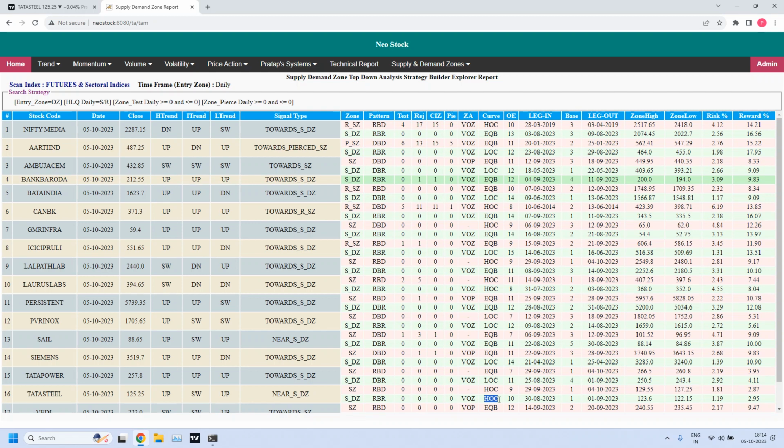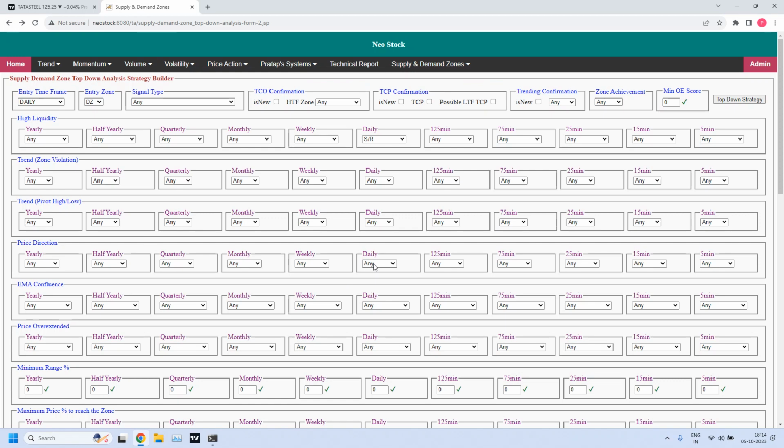This Tata Steel is at high on the curve. So you don't want to focus on such kind of stocks. In such a situation, what do you do? You set your location on the curve to either equilibrium or low on curve. So let me set that parameter and filter the stocks for you.